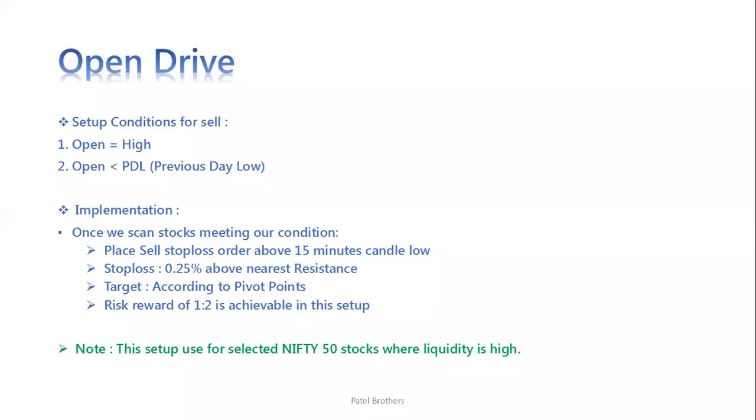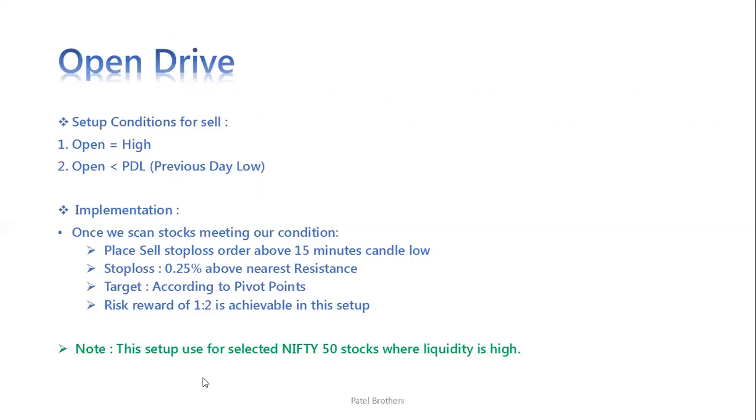Similarly to the buy, here we will be selling. We'll wait for the first 15 minutes candle to close. Once it is closed, we'll figure out the low of that candle, and we'll be selling just below that low, the first 15 minutes low. Once the low is broken, we'll enter the trade.